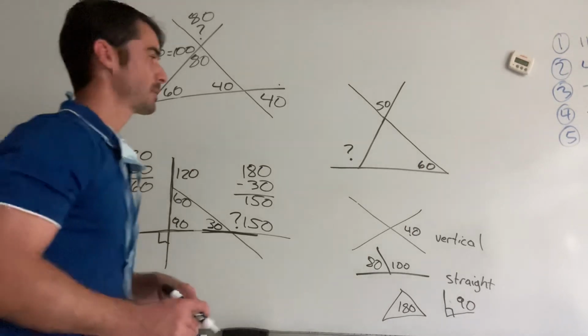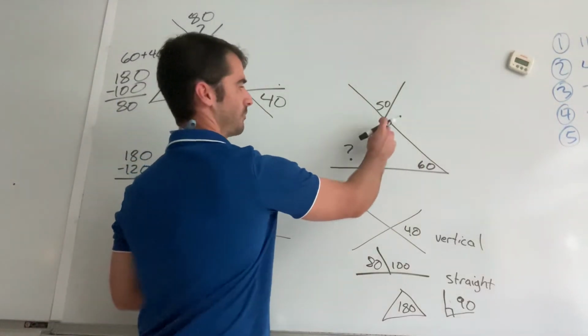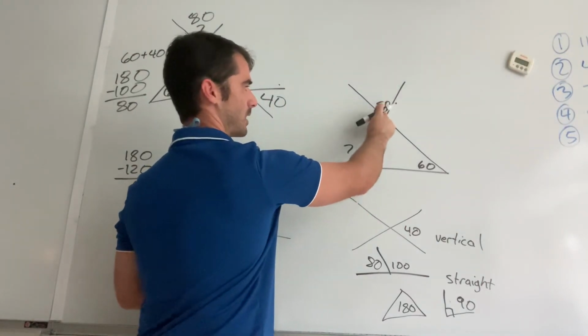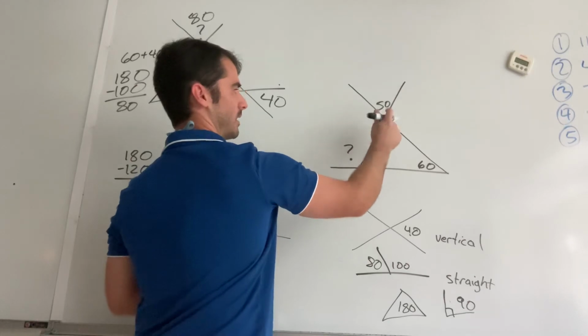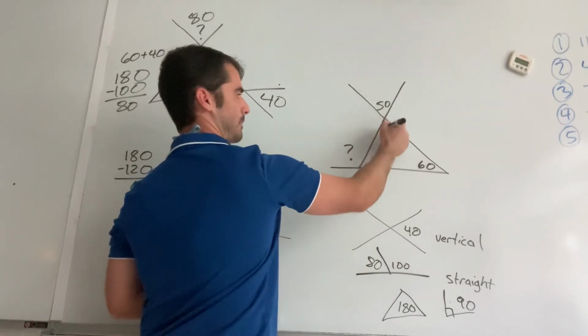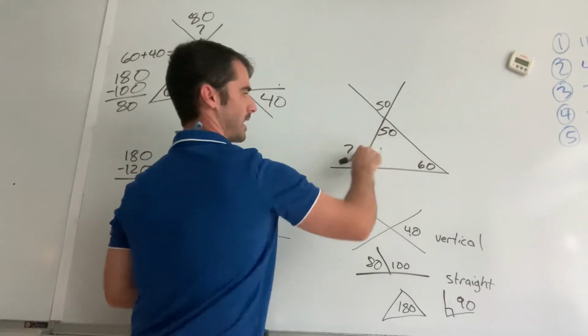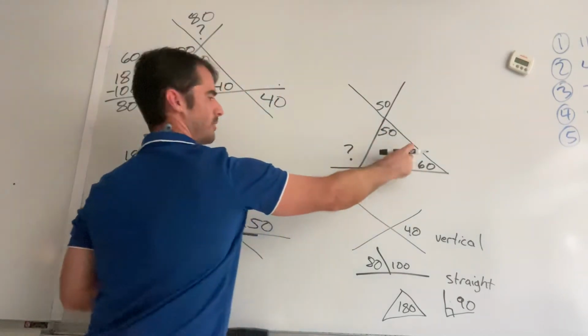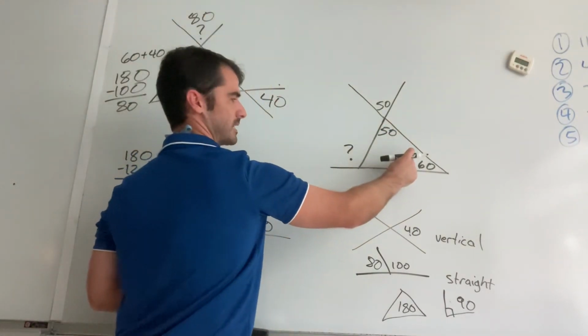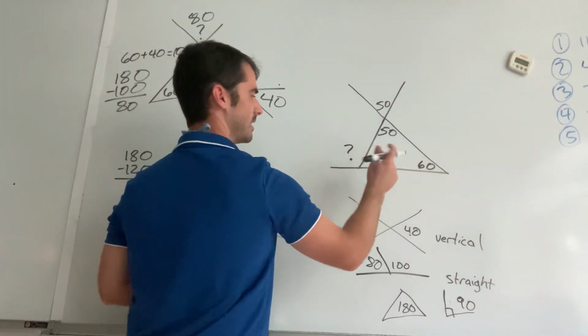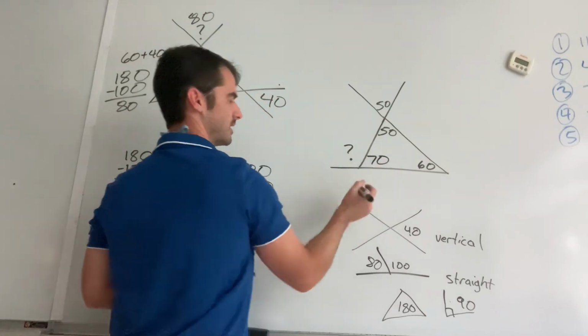So now I'm going to finish this problem. I need this. I'm looking, and I go, oh, vertical angle. Two lines cross, opposite sides. That's 50. Oh, triangle. I've got a triangle. I've got two of them. Those added together equal 110. That means if I subtract from 180, this is 70.